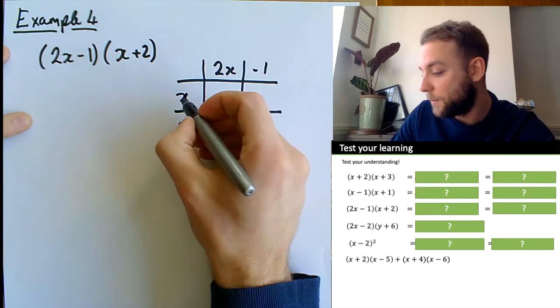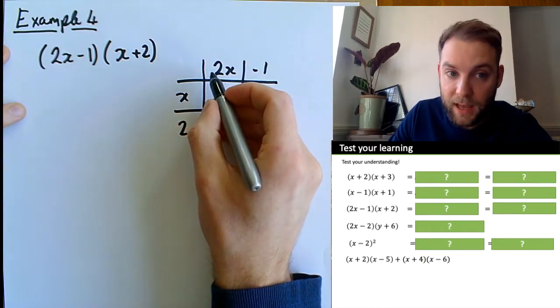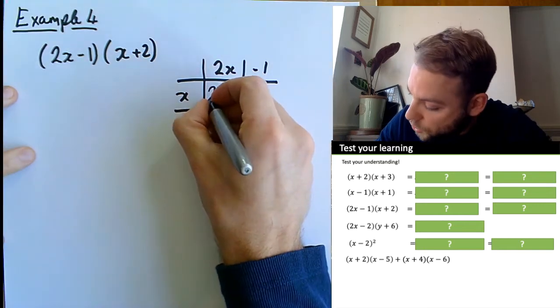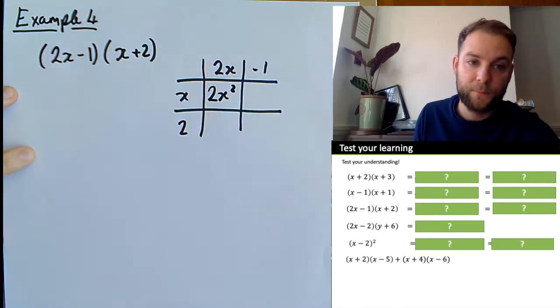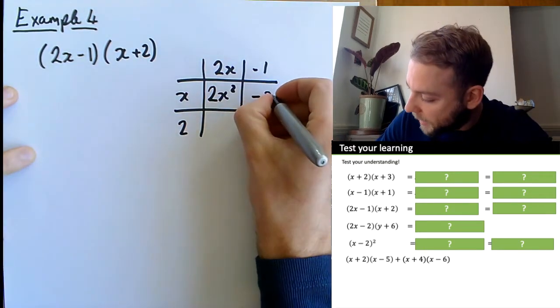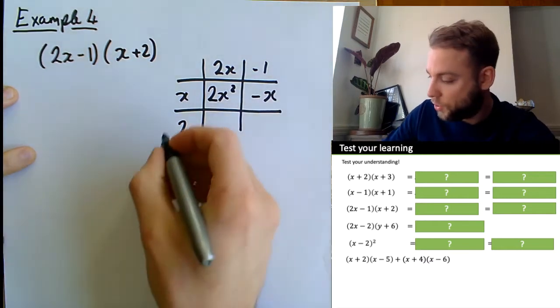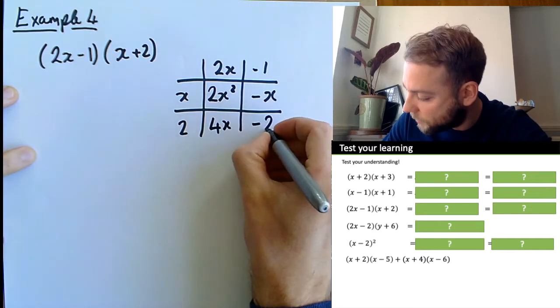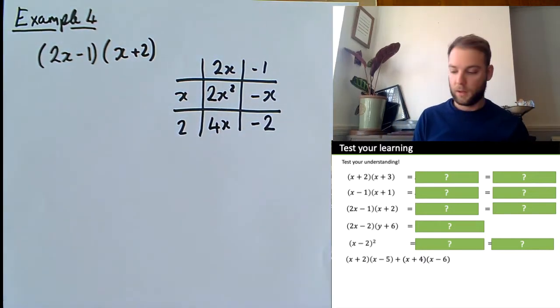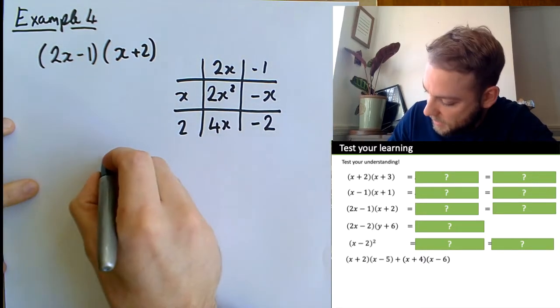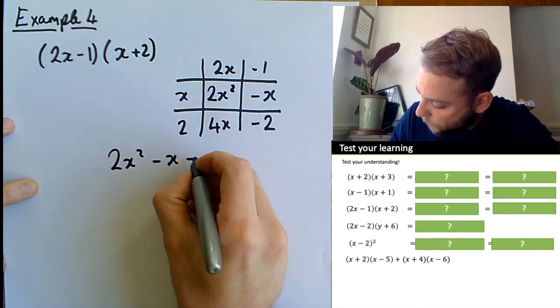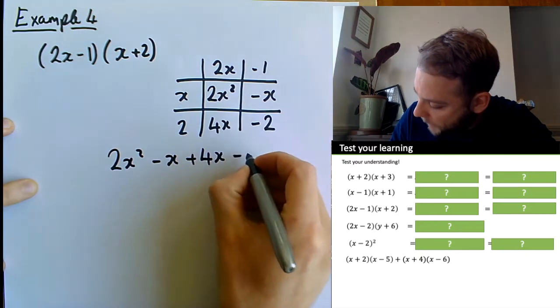So this is what makes it a little bit harder now, because x times 2x, well, x times x is x squared, so x times 2x is 2x squared. X times minus 1 is minus x. 2 times 2x is equal to 4x. And 2 times minus 1 is equal to minus 2. So now when I simplify this, 2x squared minus x plus 4x minus 2.